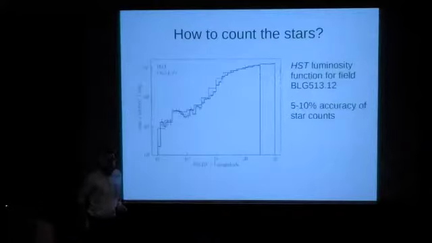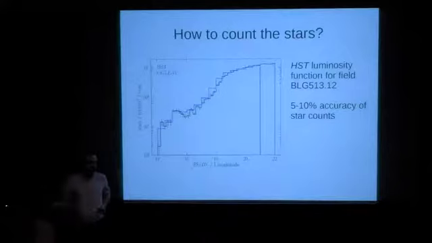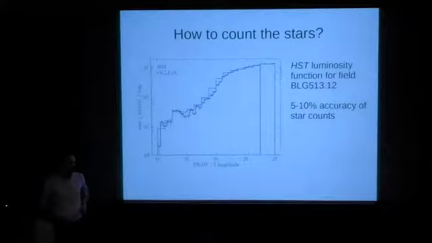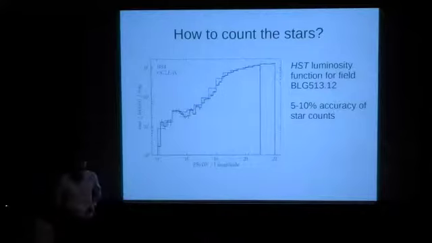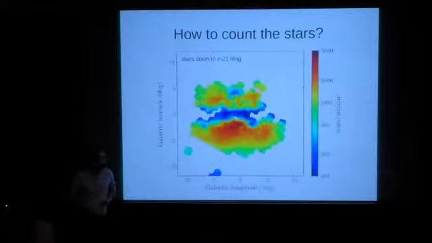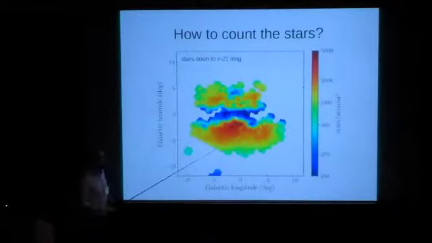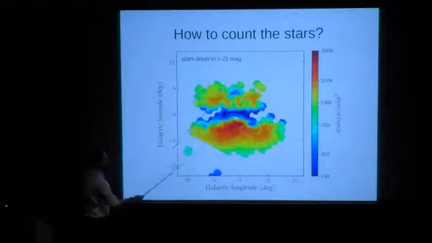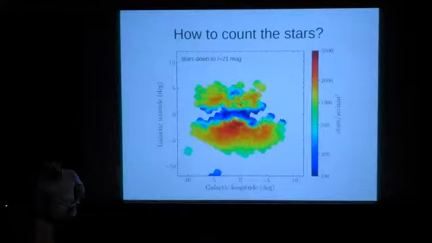We compared these results with HST, and the results are quite nice. So the accuracy is typically of about 5%. In some very rare cases, the difference is at the 10% level, but it is still quite small. So this is the map of star counts. In our fields, of course, we cannot detect many stars here close to the galactic center, galactic plane, where the extinction is really high.